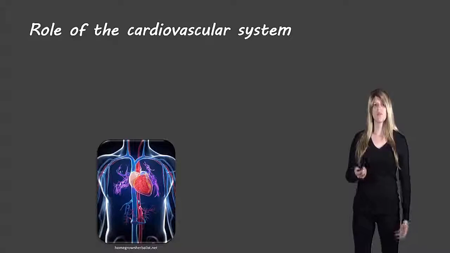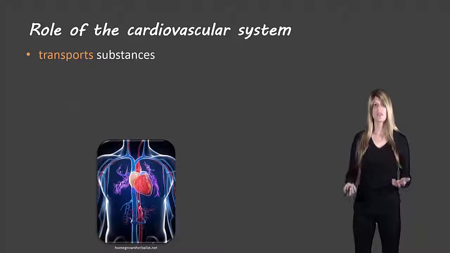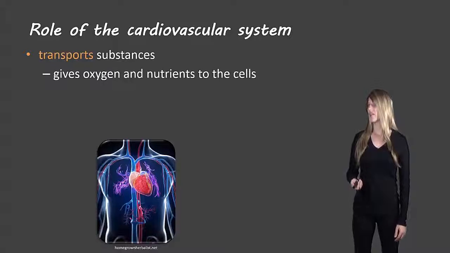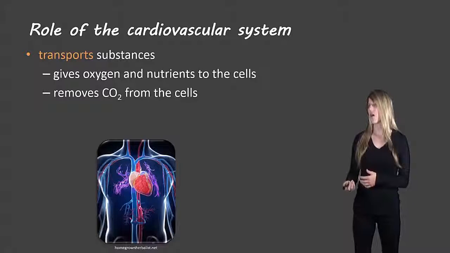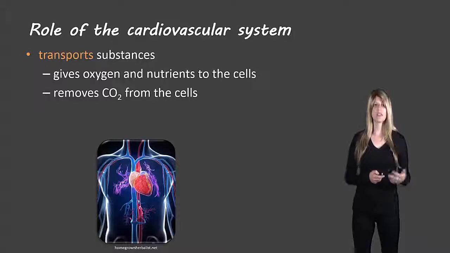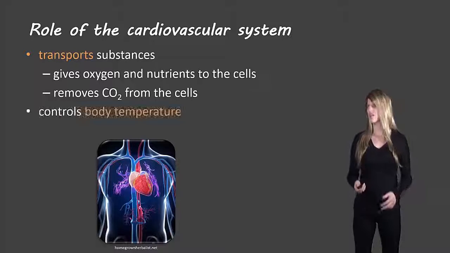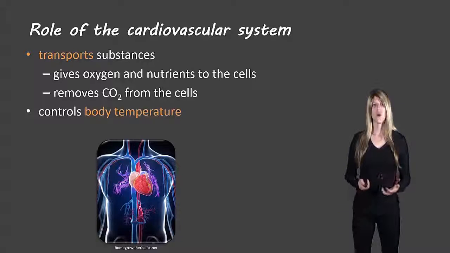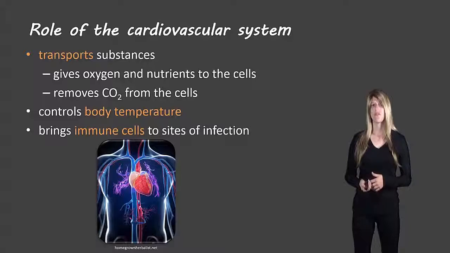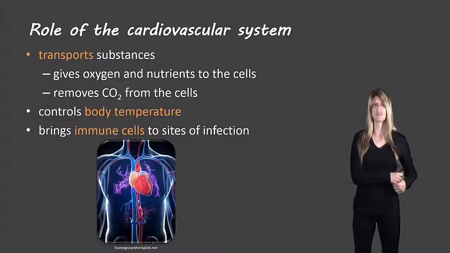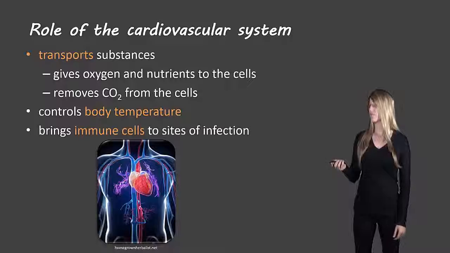So first of all, what are the roles? Well, it transports substances around the body. So particularly it gives oxygen and nutrients to the cells of the body, and it removes carbon dioxide, which is a waste product, from the cells of the body. It controls body temperature, and it brings immune cells, so the white blood cells, to sites of infection. So if we have an infection in one place and our white blood cells are somewhere else, it'll help bring those white blood cells to wherever the infection is.